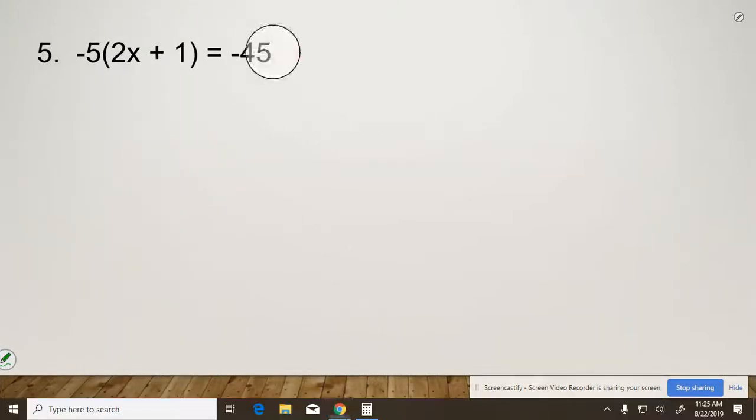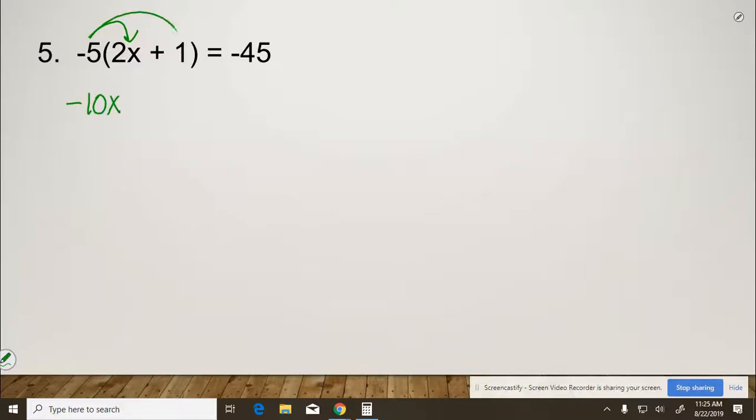Okay, number 5. I'm skipping 4. You're going to go back to that one and try it on your own. For number 5, now we have a negative, which makes it a little bit more challenging. So if you're distributing a negative, you need to make sure you pay attention to the signs as you're doing that. So when you multiply negative 5 times 2x, we get negative 10x. And negative 5 times 1, no longer do we have plus a number, we have minus a number. So this negative reverses the sign, minus 5 equals negative 45.